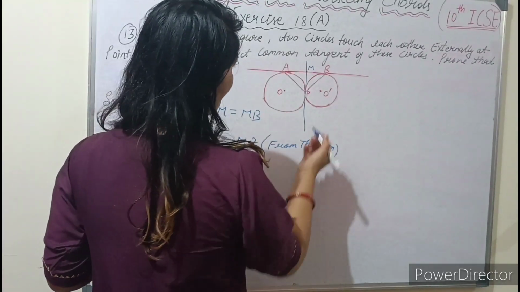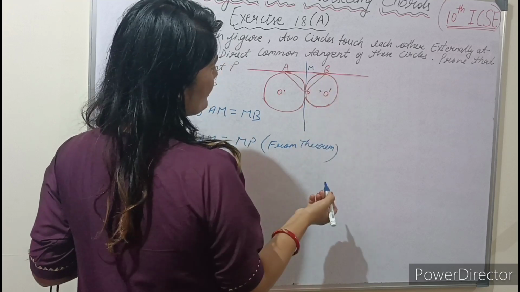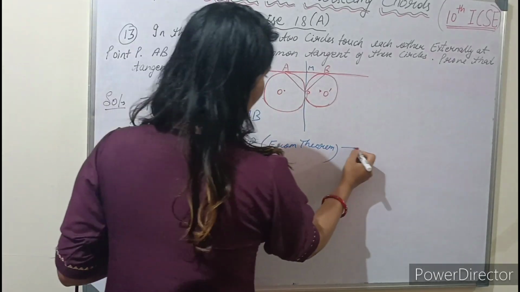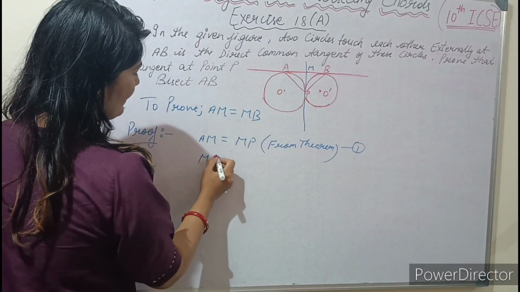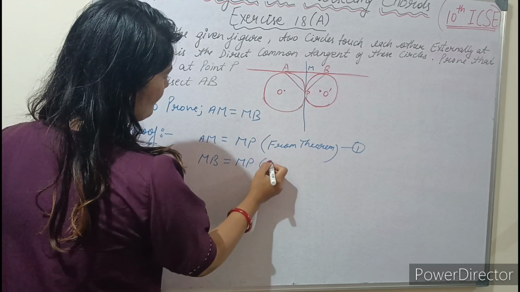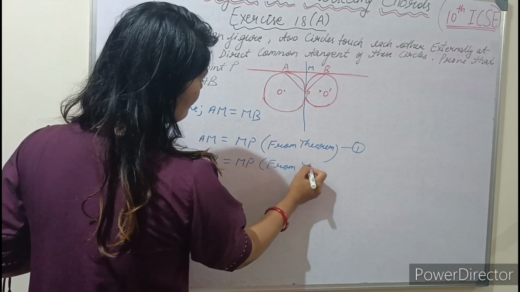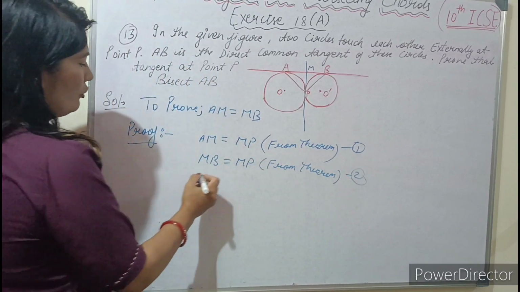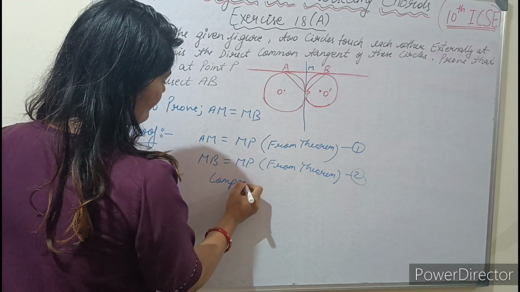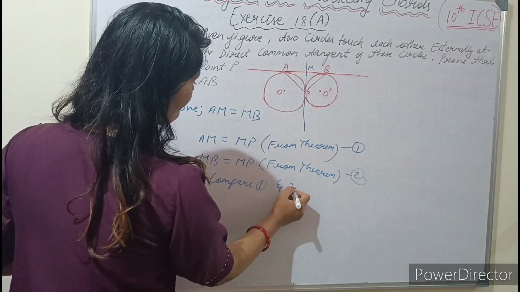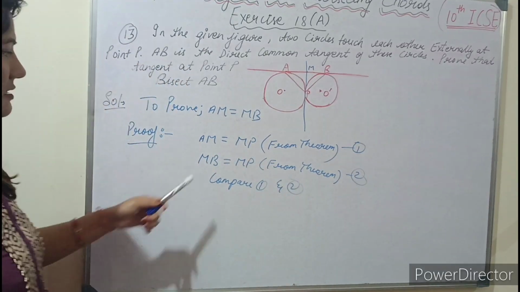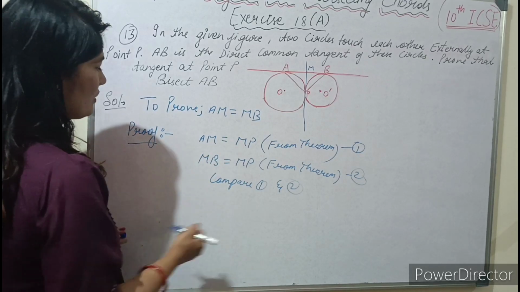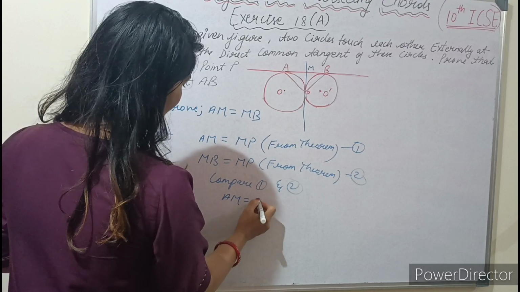In the similar way, since M is the exterior point and MB and MP are the two tangents, this is equation 1. So again I can write here MB is equal to MP. This is again from the same theorem, and this will be your equation 2. Now if you compare equation 1 and equation 2, you will see the right hand side, this is MP, both are the same. So both the things will be cancelled out. So you will get AM is equal to MB.